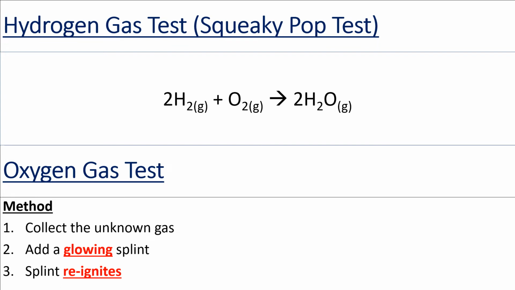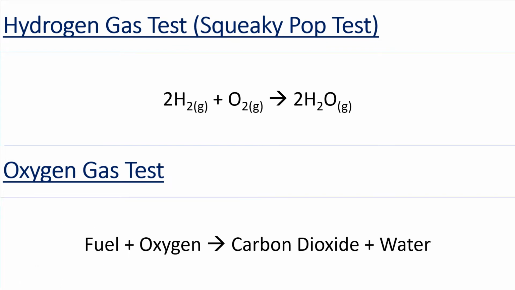The oxygen gas test, you would collect the gas and you would add a glowing splint. So that is a splint that was lit, but you've blown it out and now it's just got a glowing ember on the end, and you place that glowing splint into the gas that you think is oxygen, and if it is oxygen, it will reignite the splint. And the reason for that is because the splint was originally burning, it was a fuel, but when you've blown it out, when you put it into the test tube where there's more oxygen, it's able to reignite, because if you increase the amount of oxygen, then the combustion is able to continue.